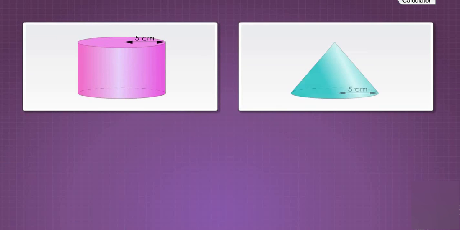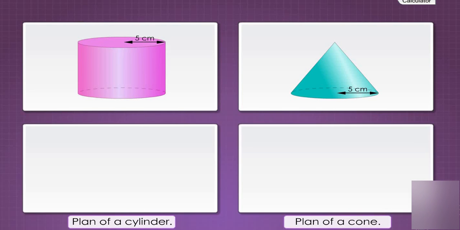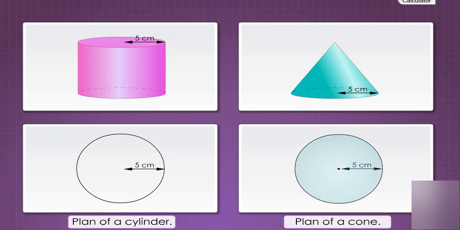Now, let's draw and compare the plans of a cylinder and a cone. What do they look like when viewed from the top? The plan of a cylinder is just a circle, but the plan of a cone is a circle with a point at the center of it. The point is the vertex of the cone.